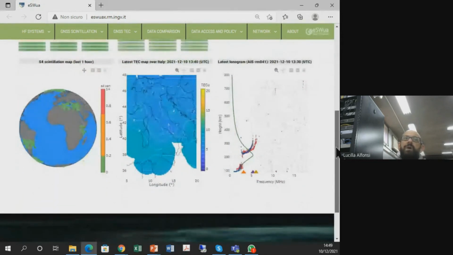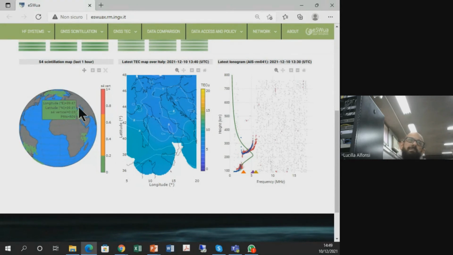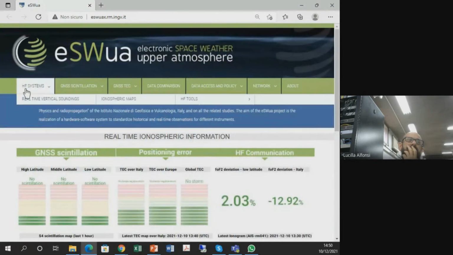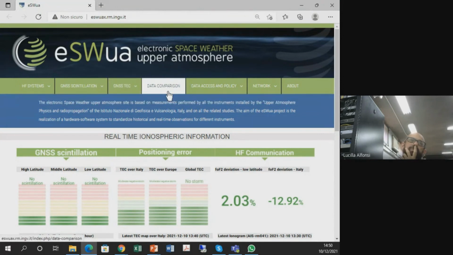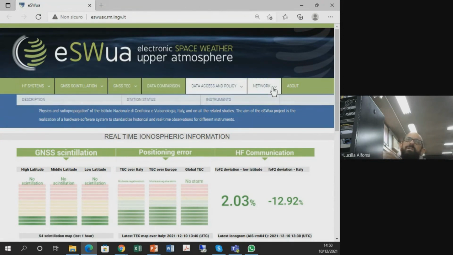And here you have some interesting real-time plots about the scintillation from the receivers we are directly managing all over the world, but we will see that in detail. The last TEC maps over Italy, and the last ionograms from the Rome ionosonde with the corresponding retrieved electron density profile. But this is only the home page. Here you have the HF systems web page, the scintillation, TEC, and then some tools to compare the data, the data access and policy, and the network description.